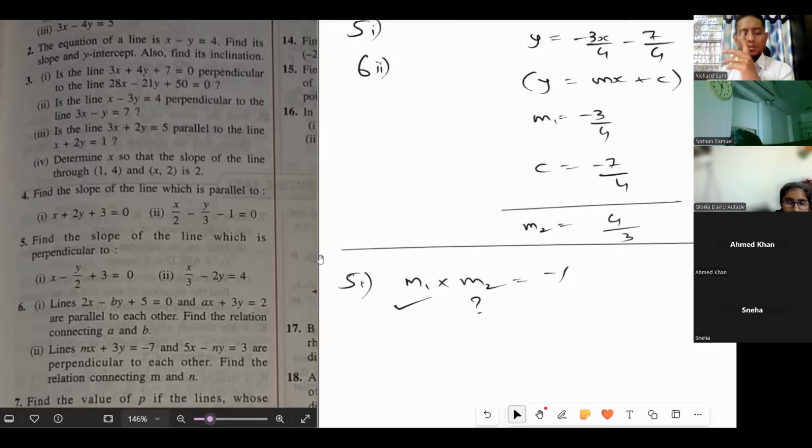The fourth one is similar to this. Listen, find the slope of the line which is parallel to this. So just find the slope of this. Any line parallel to this line will have the same slope, right?